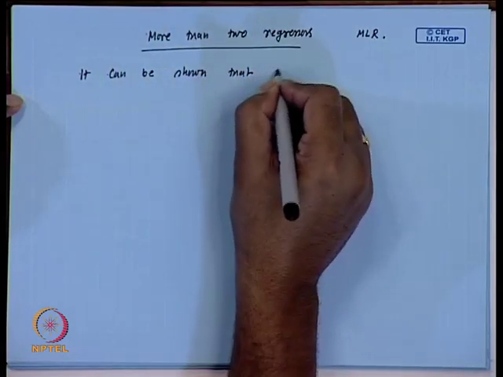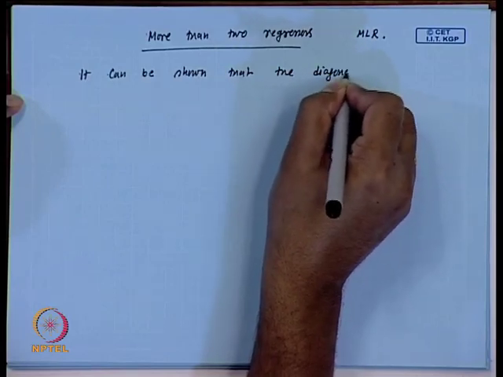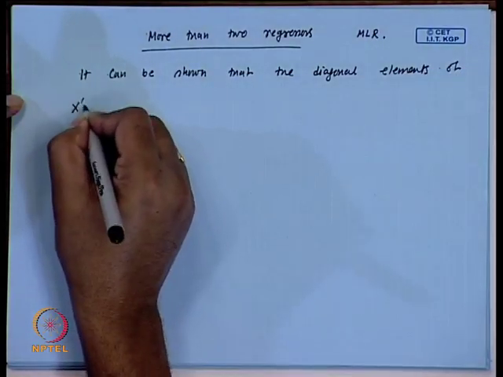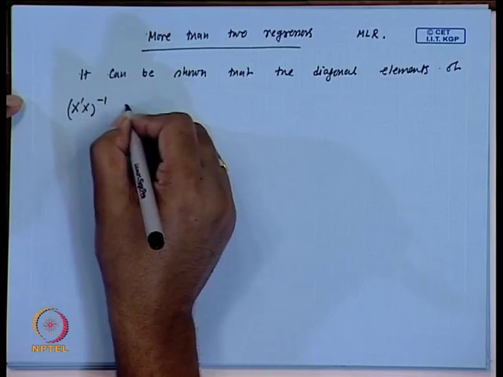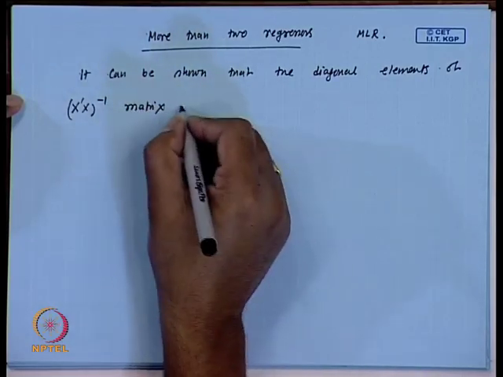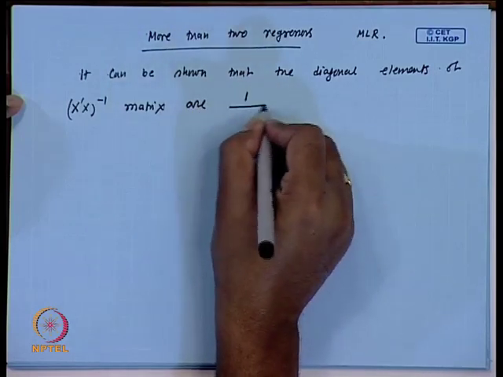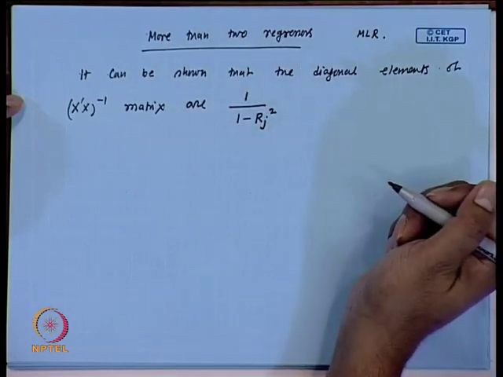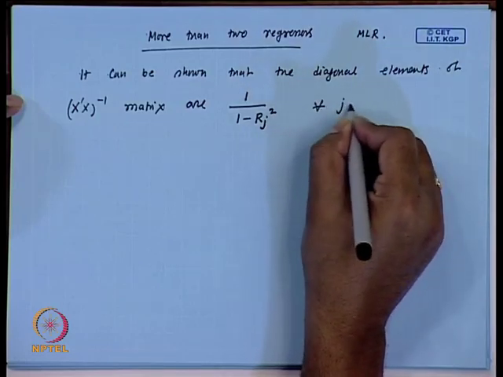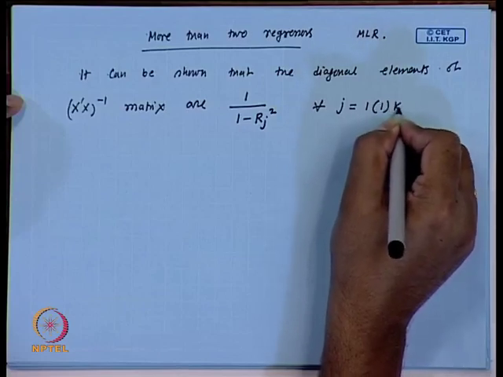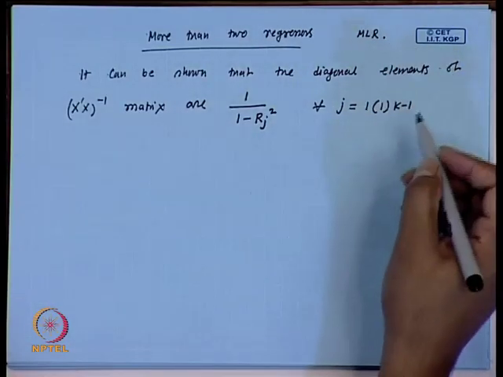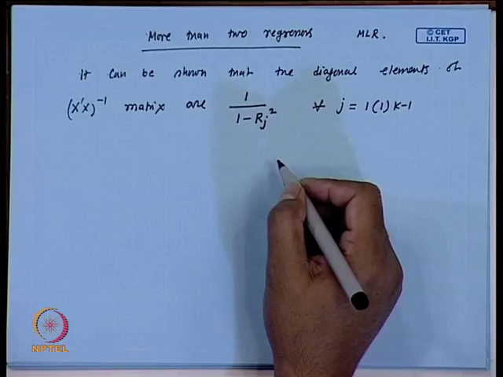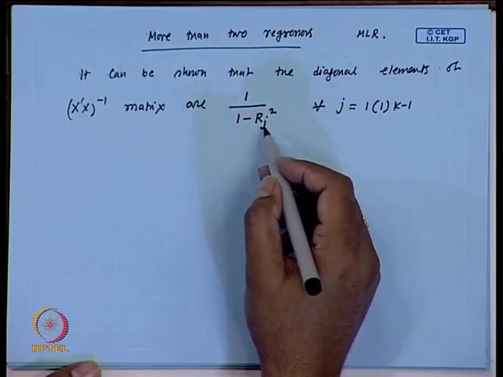it can be shown that the diagonal elements of the X prime X inverse matrix are 1 by 1 minus R_j square for all j from 1 to k minus 1. So, I am talking about a multiple linear regression model with k minus 1 regressors, and of course, I need to define what is this R_j square.